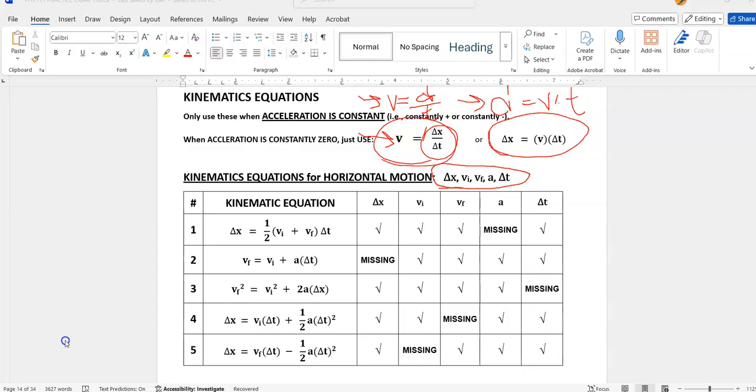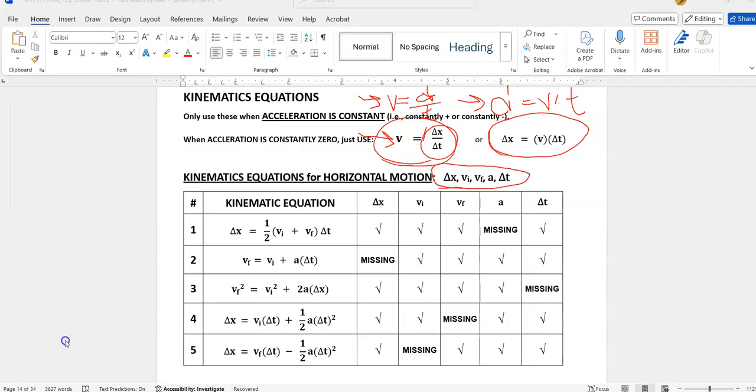Okay, and you'll notice each one of these 5 equations uses 4 of these 5 variables. One of those variables is not in the equation. And you'll see on the right side of this table, I put check marks if the variable does appear in the equation, but more importantly, the word missing if the variable is not in the equation. And when you're doing classic kinematic problems and you know there's a real acceleration that's not zero, you want to use one of these 5 equations.